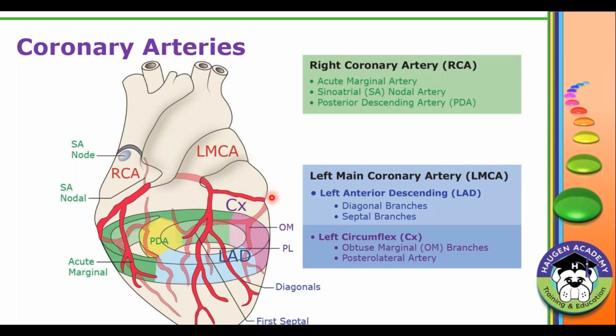You've got the circumflex, which wraps around the back side of the heart, and then you've got the left anterior descending, or LAD, which goes down the front side of the heart and provides the bulk of the blood supply to the left ventricle. Now, the left ventricle is a really important chamber. It is the biggest chamber of the heart, and it's the very last stop for blood before it leaves the heart and goes to the rest of the body.